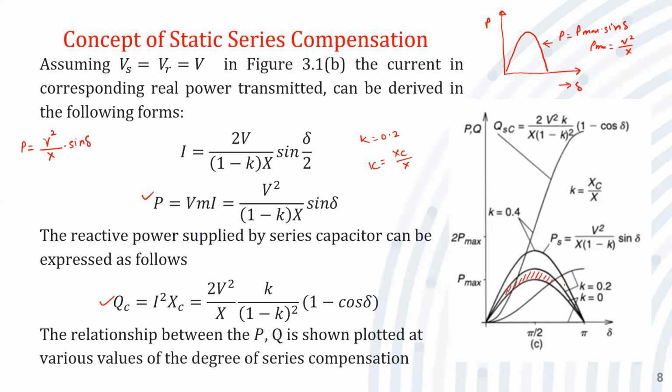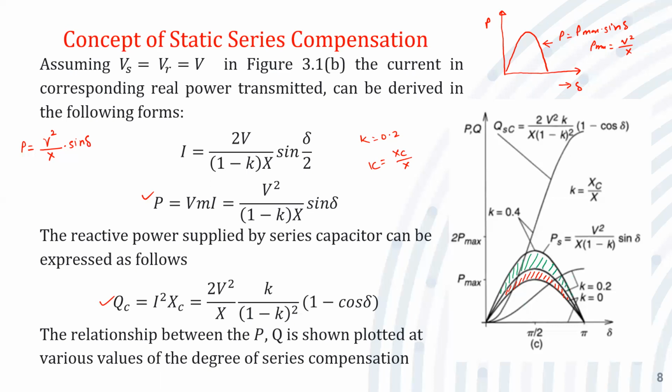Increase in power transmittability. The capacity has been increased. Now, at the same time, if we again increase the value of K by some factor, 0.4, it means 40% of the capacitive reactance is connected in series with the existing transmission line. So now again there is an increase in power transmittability. See, the power can be transmitted at a higher value.